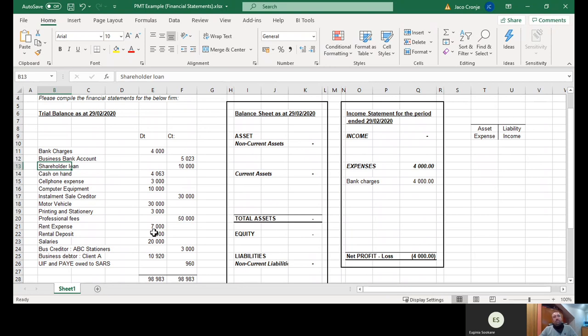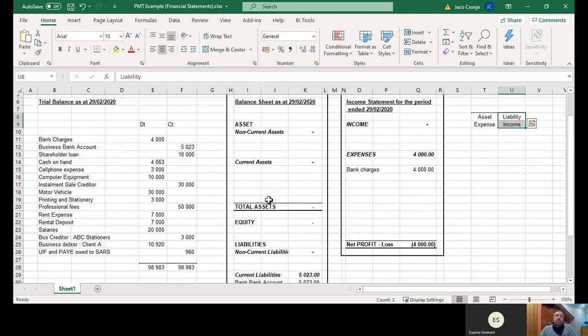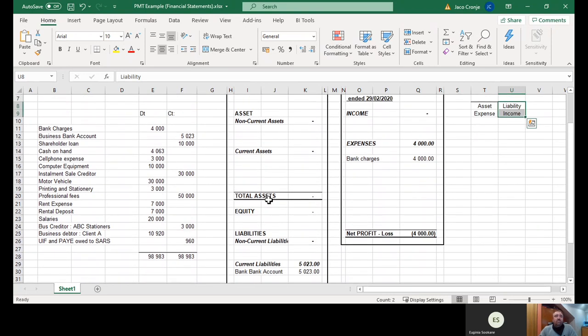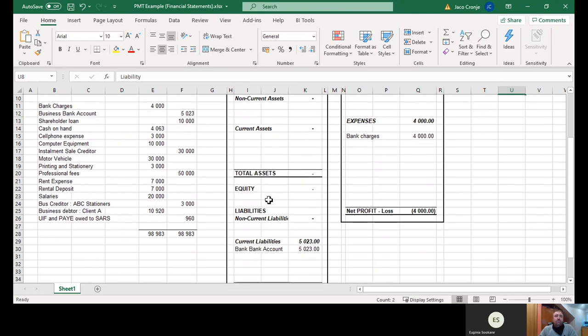Then we've got shareholder loan. That's got a credit balance, so that means it's either a liability or income. Now, if the shareholder made a loan to the business, the business will have to pay that back to them in future. Your shareholder loan is also normally almost like a trading liability, because you'll put money into the business and draw money from the business the whole time. So for that reason, our shareholder loan will be a current liability.